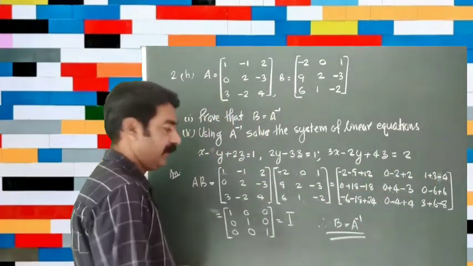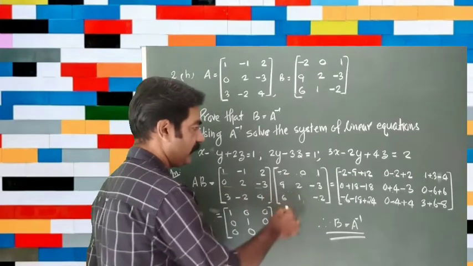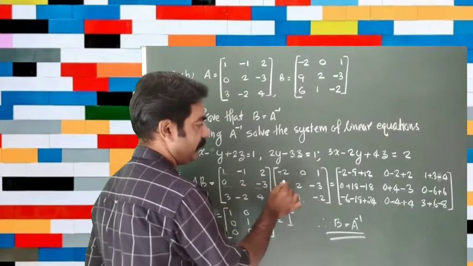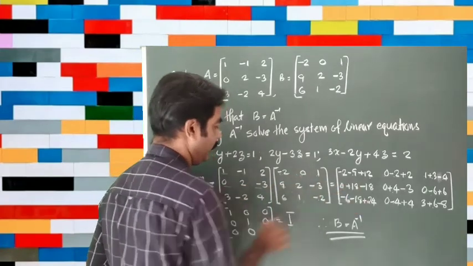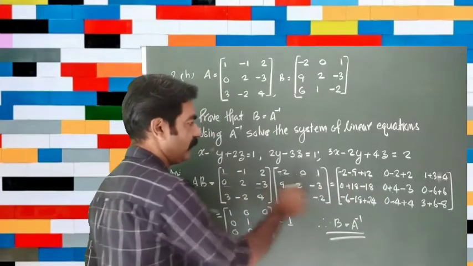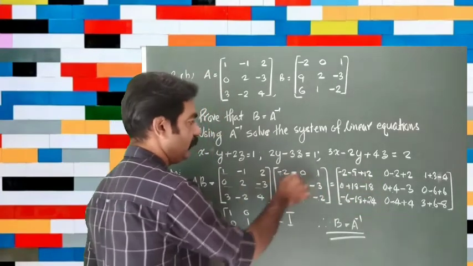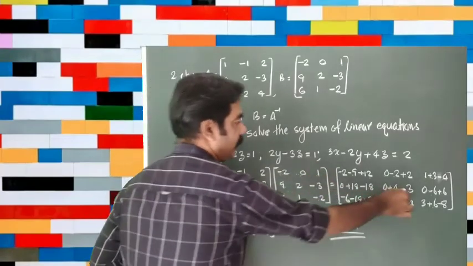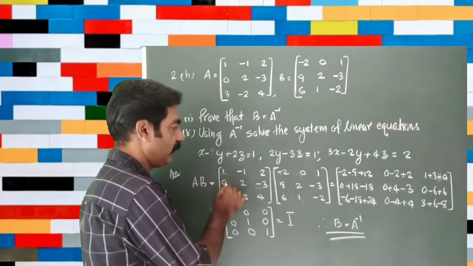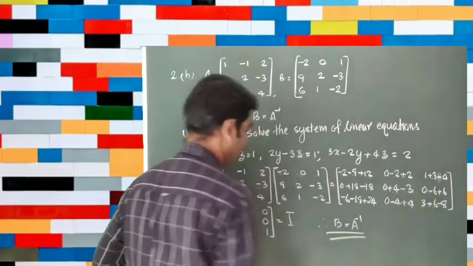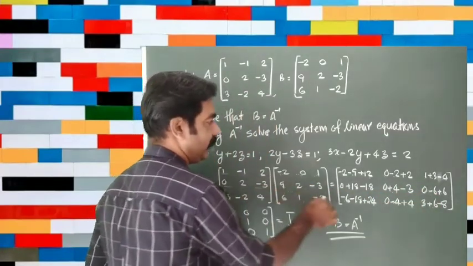Now we multiply the second row with the first column. So 0 into minus 2 is 0. Then 2 into 9 is 18. And minus 3 into 6 is again minus 18. Then second row with second column. 0 into 0 is 0. 2 into 2 is 4. Plus minus 3 into 1 is minus 3. Now second row with third column. 0 into 1 is 0. Plus 2 into minus 3 is minus 6. And minus 3 into minus 2 is plus 6.